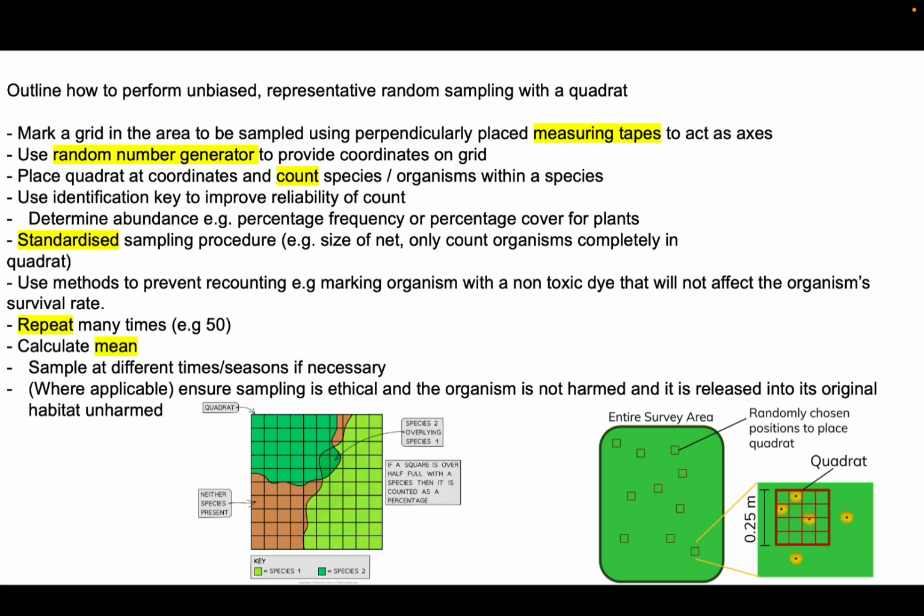If necessary, sample at different times or seasons, and where applicable, ensure the sampling is ethical and the organism is not harmed, and is released into its original habitat. Although the quadrat method is typically for non-moving organisms, if you were to use something like a capture-recapture technique, this last point is particularly applicable.